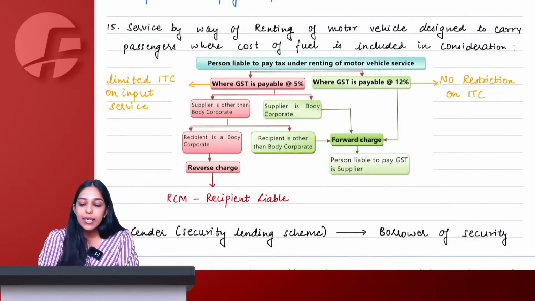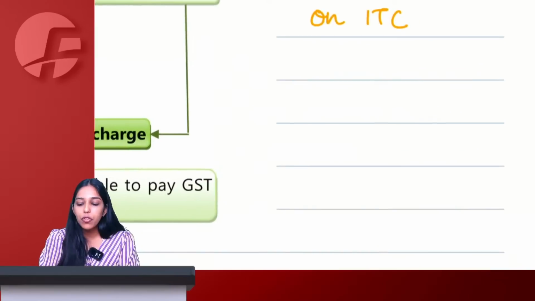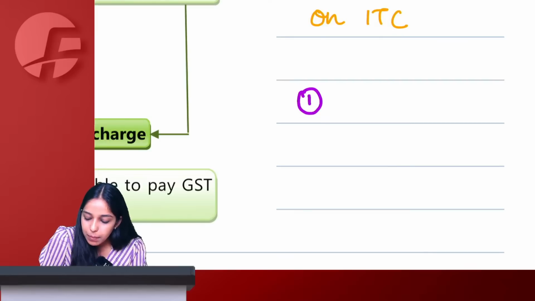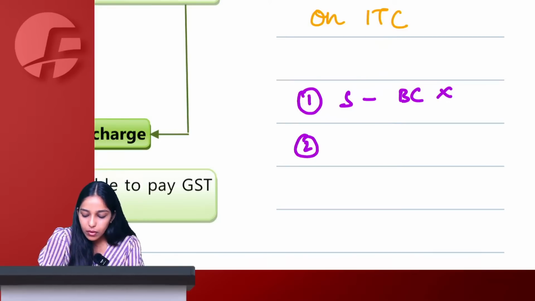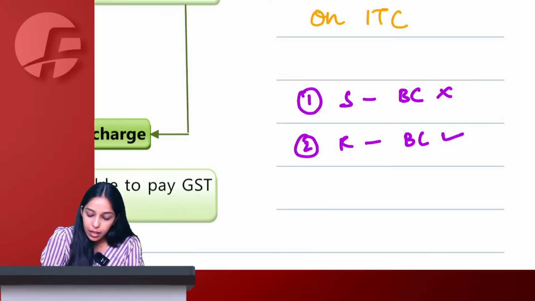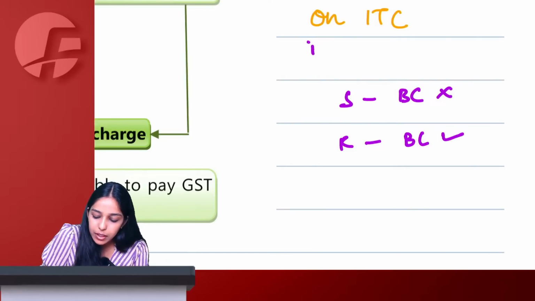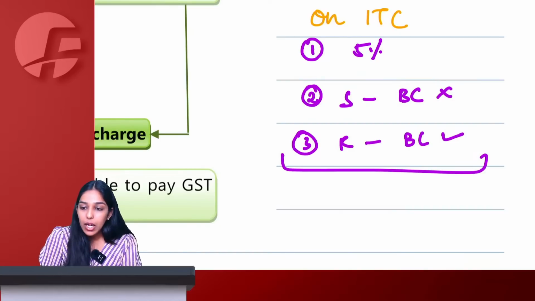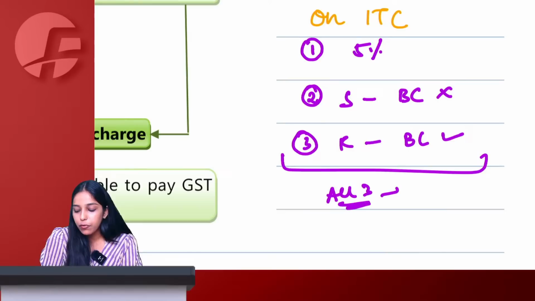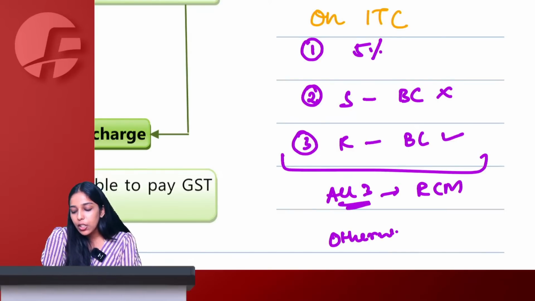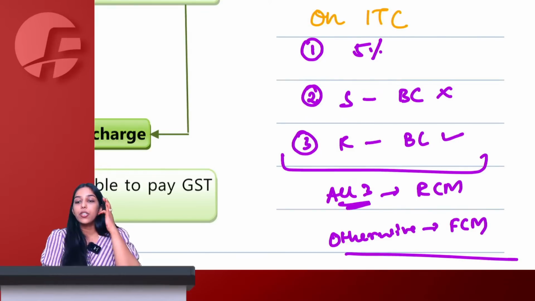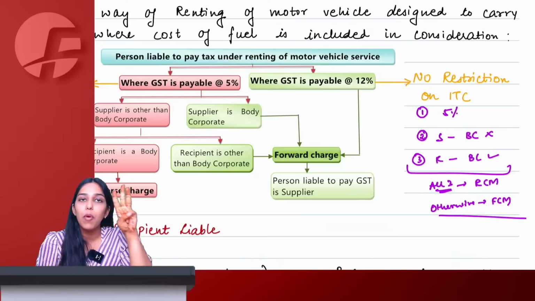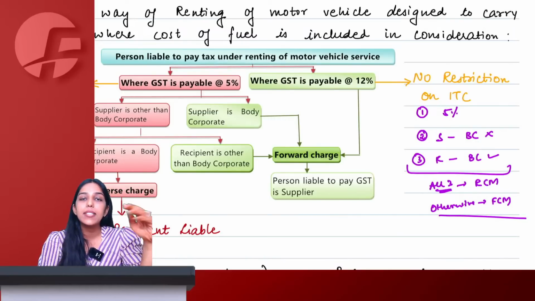Moving on to the next entry, which is renting of motor vehicle designed to carry passengers where the cost of fuel is included in the consideration. Forget the chart and write what I am telling you to write. A very simple technique: the supplier should not be a body corporate, the recipient should be a body corporate, and, point number 1, the 5% rate option should have been opted. If all 3 conditions are fulfilled, then RCM will apply. Otherwise, if any of them is not fulfilled, forward charge mechanism is going to apply. So: 5% GST rate, supplier not a body corporate, and recipient a body corporate. If all the conditions are satisfied, then RCM, otherwise FCM.